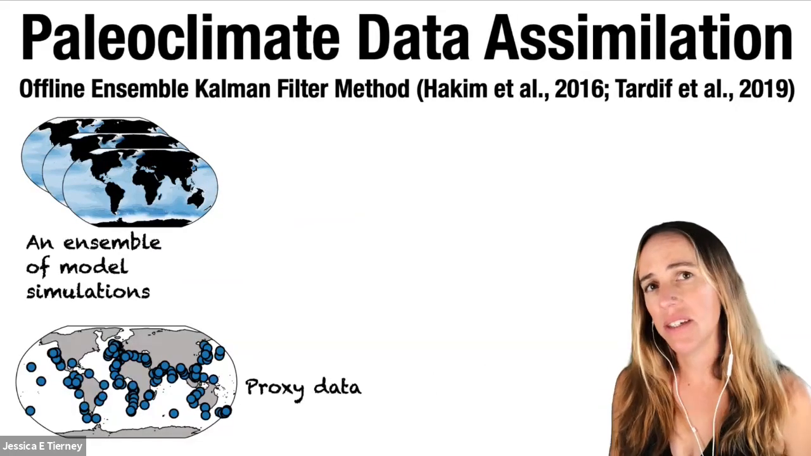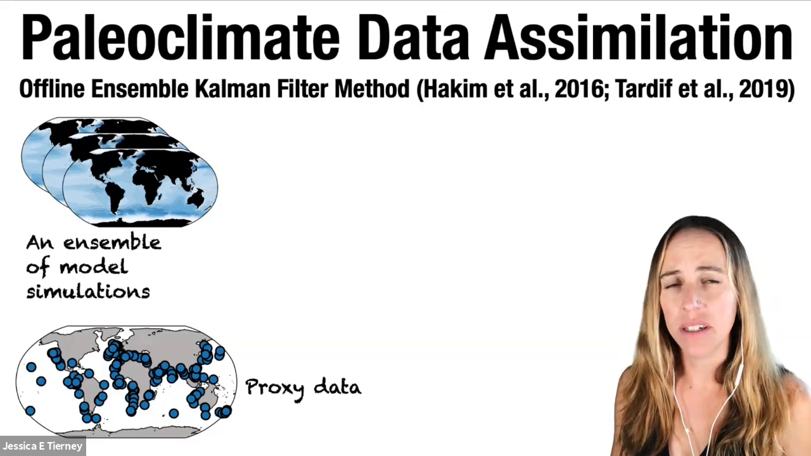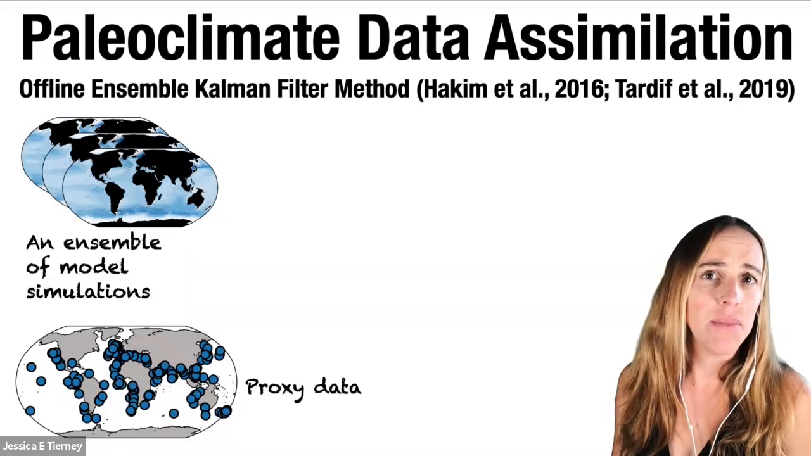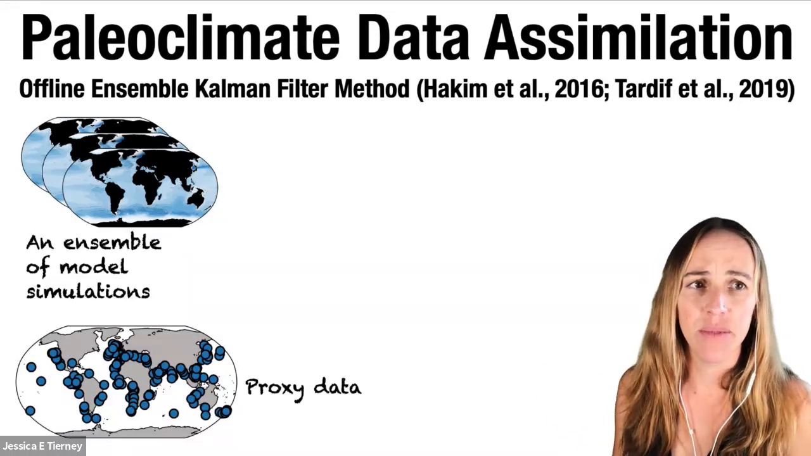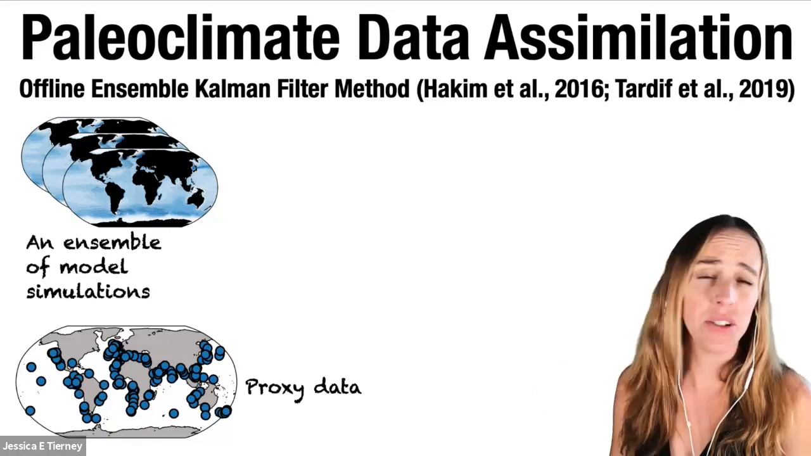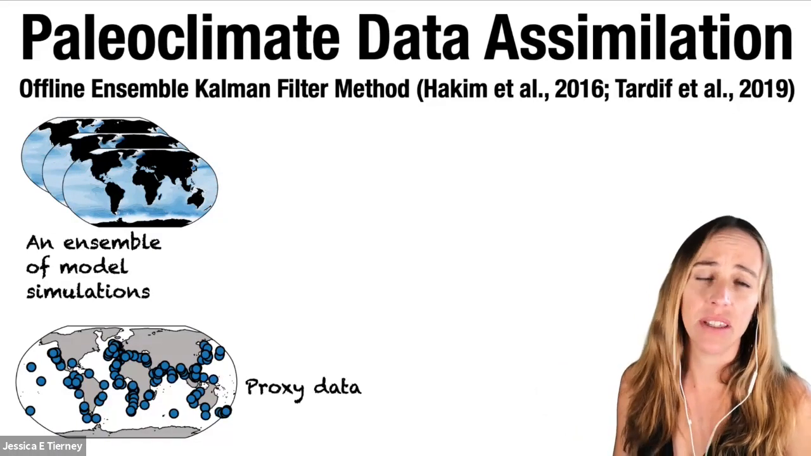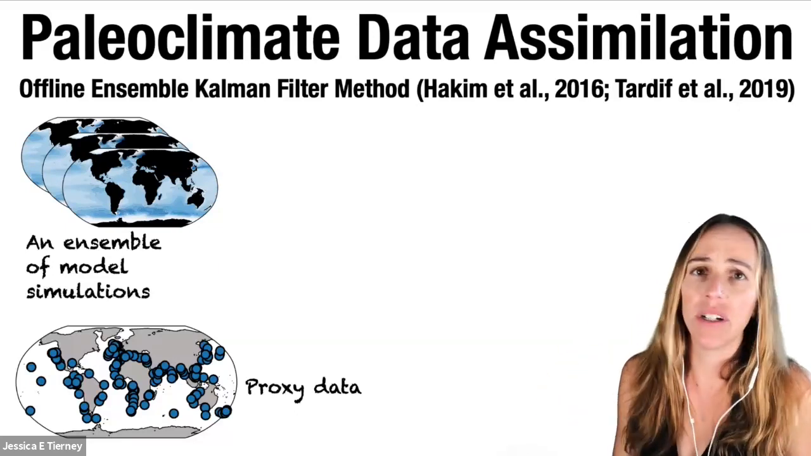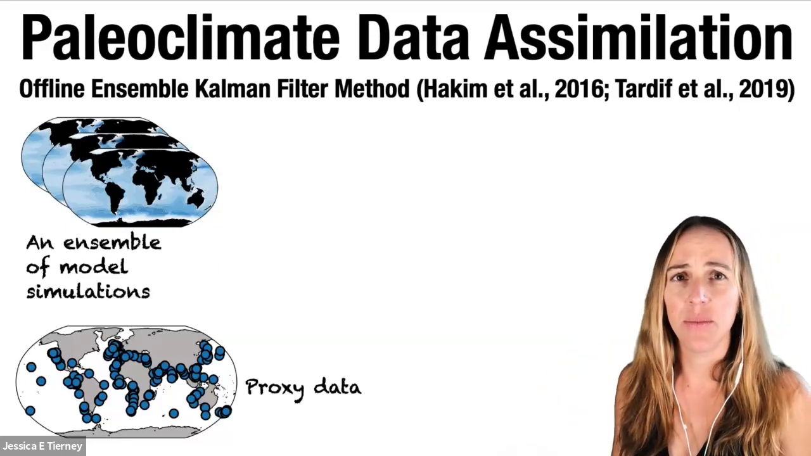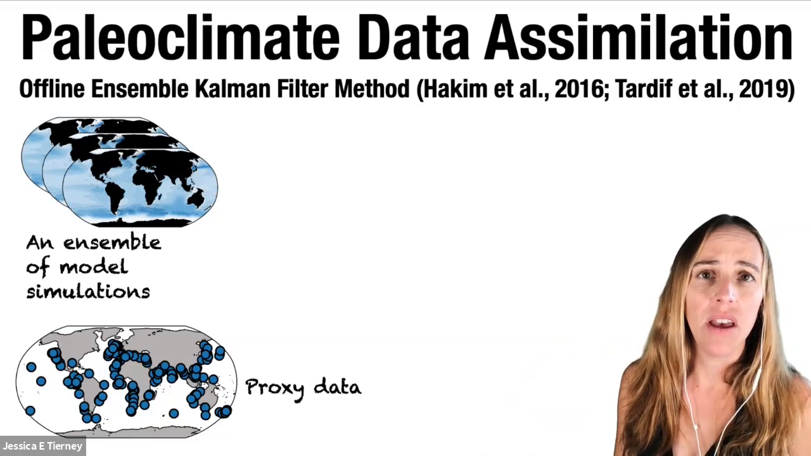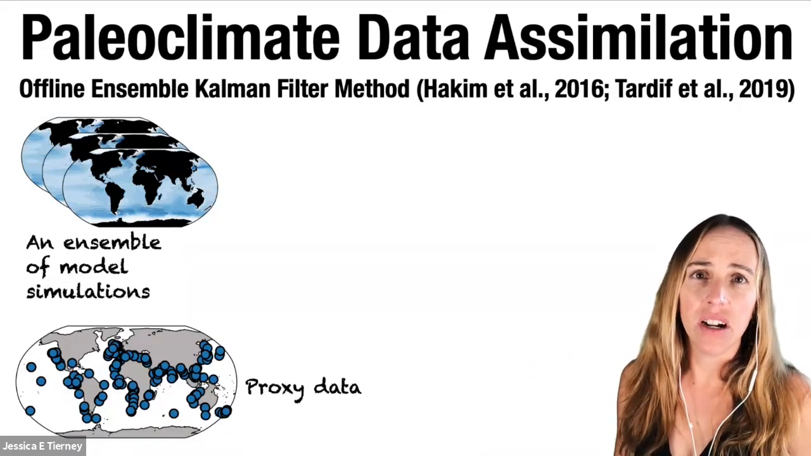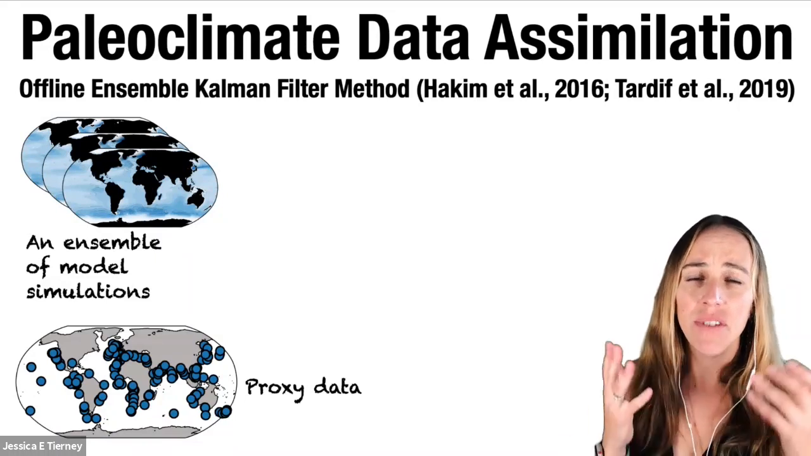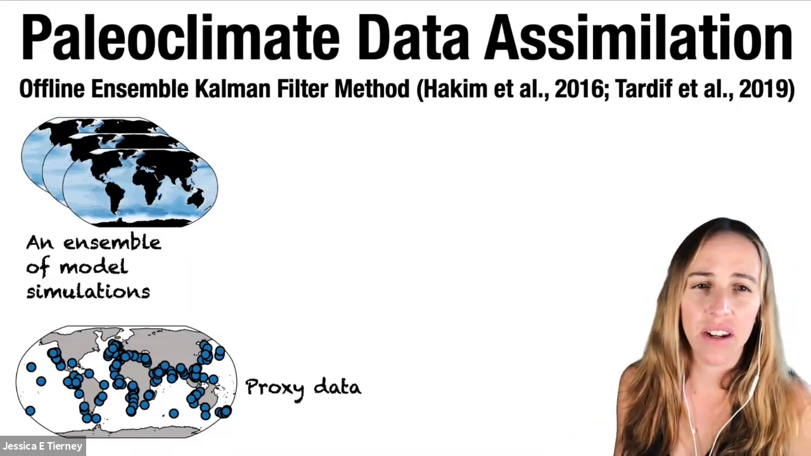So paleoclimate data assimilation is a way to bring together model and proxy information in a statistical framework and basically leverage the best of both worlds. Models are spatially complete, and they're dynamically consistent, so they can give us full fields of important climate variables like temperatures and wind speed and precipitation. But they are climate models, they're imperfect, they may not always faithfully represent reality. So that's kind of the drawback.